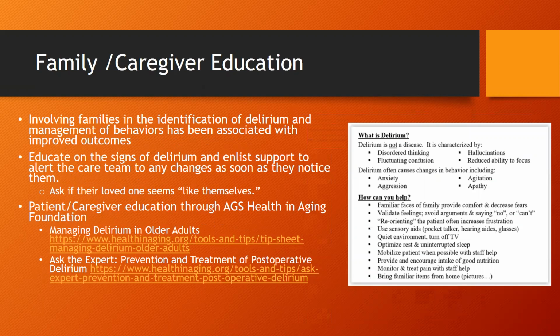And then family and caregiver education. So this is really important. Involving families in the identification of delirium and management of behaviors has been associated with improved outcomes. So we'd want to educate the families and caregivers on the signs and symptoms of delirium, and then enlist their support to alert the care team if they notice any changes. It's good to utilize them to establish baseline, have them share with the care team if their loved one doesn't seem like themselves. I do have two links on the screen here.